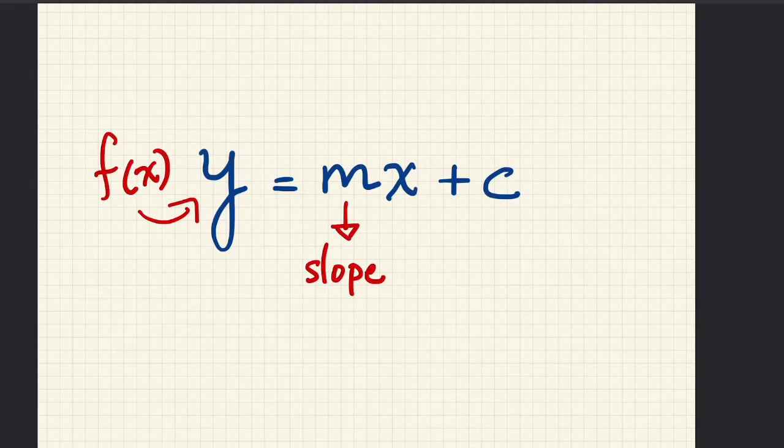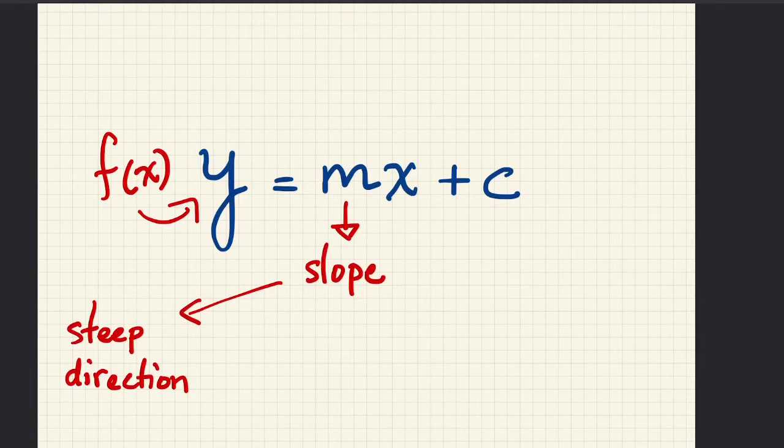Now, m represents the slope. And from the other worksheet, we know the slope is the steepness. So slope is how steep or how much slant it has, and the direction of the line. Is it a positive, negative, undefined, or zero slope? The steepness, how much does it slant to the left or to the right? We can also look at that by looking at the rise over run.